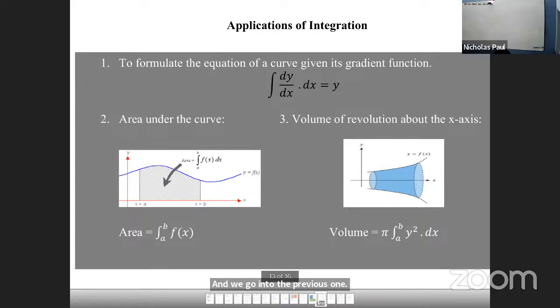But basically, if you look there, we have three main applications. One is to find back the original equation. Two is to find the area under the curve. And three is to find the volume when rotated.